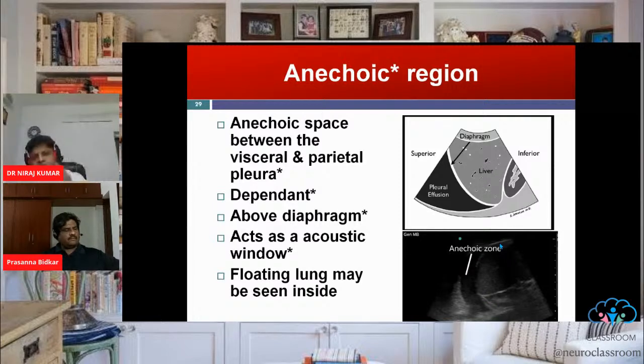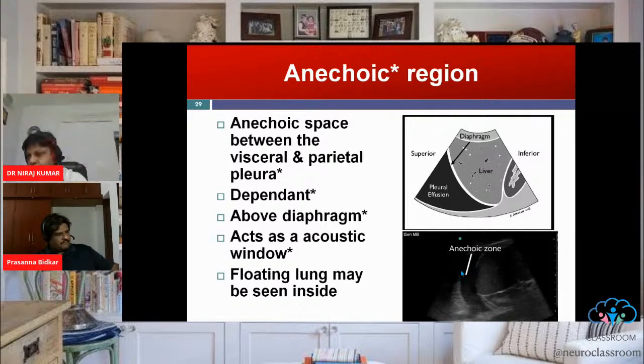The diaphragm is a very, very important structure. If you develop your skill to recognize this curved hyperechoic structure, then it will make your life easier. Below the diaphragm, on the right side there is liver, or on the left side is spleen. There is a characteristic appearance of this liver or spleen, and the lung is present above the diaphragm.